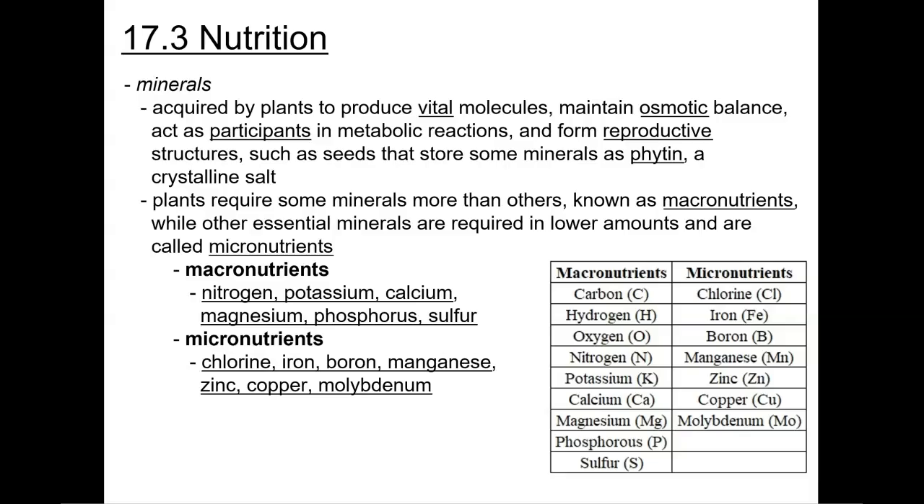Plants are going to require some minerals more than others. This is going to be known as macronutrients, while other essential minerals are going to be required in lower amounts and are going to be called micronutrients. Some macronutrients that most plants need are nitrogen, potassium, calcium, magnesium, phosphorus, and sulfur. Some micronutrients, the smaller amounts that they need, are things such as chlorine, iron, boron, manganese, zinc, copper, and molybdenum.